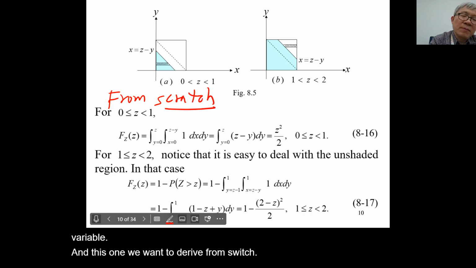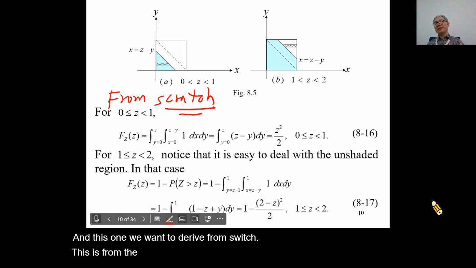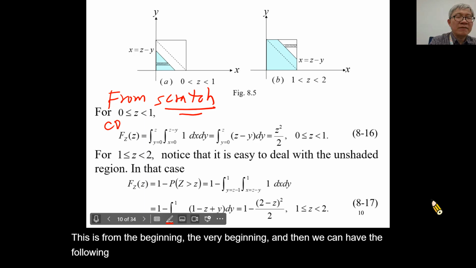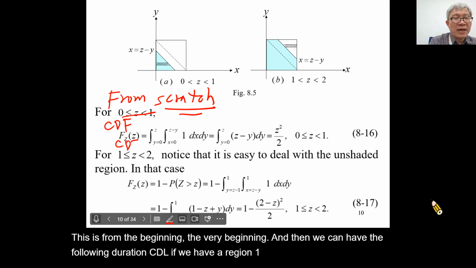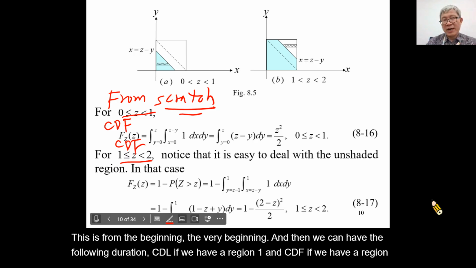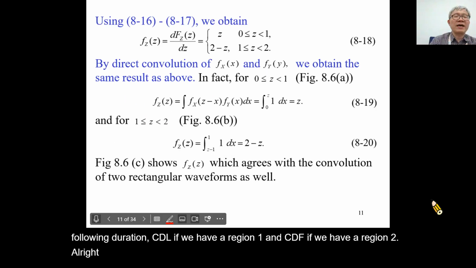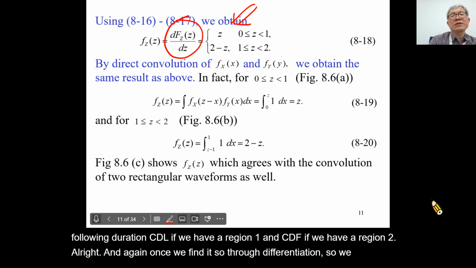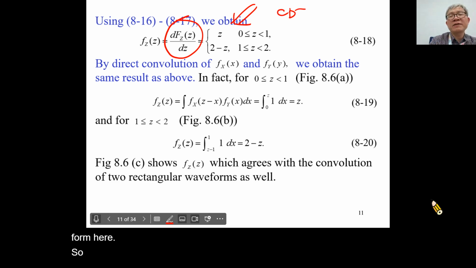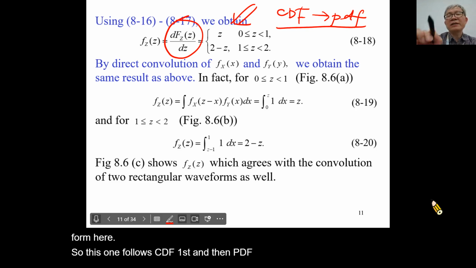That says from the beginning, the very beginning. And then we can have the following derivation: CDF if we have region 1, and CDF if we have region 2. Alright, and again, once we find it, through differentiation, we have the form here. So this one follows CDF first, and then PDF. You can try it later, and yes, we have the result.